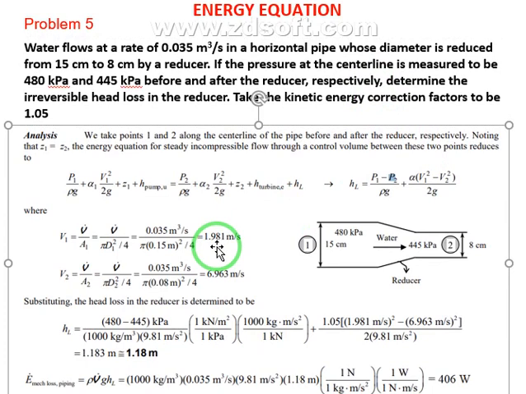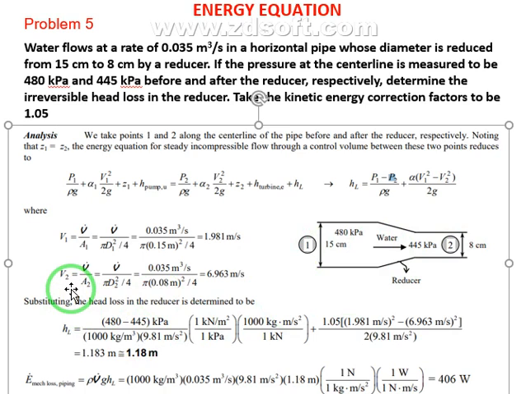So first step here, we need to know velocity. So I know the flow rate, so I calculate V1, V2, number one. Finish, done. Then now I know V1, I know V2, I know P1, P2, finish. So HL is going to equal 1.1 meter. So in this pipe, head loss is going to equal 1.1 meter.